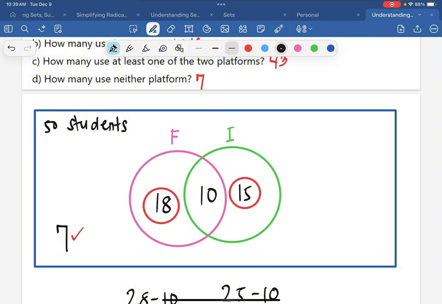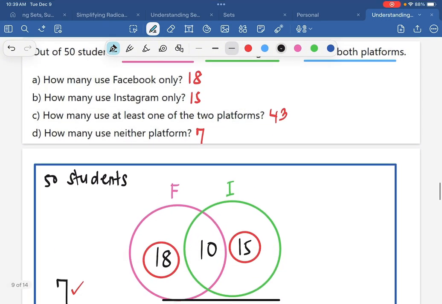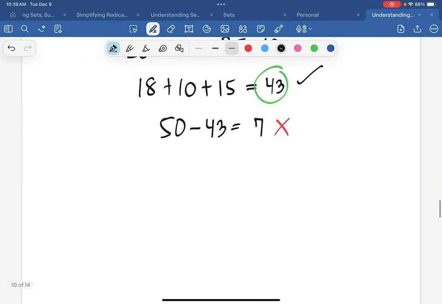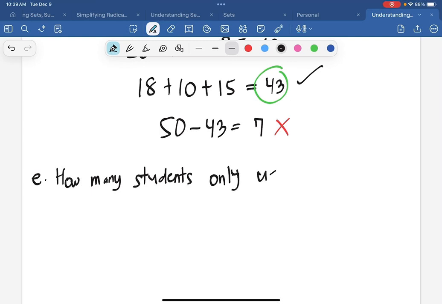Now, I know it's not here in the question, but what if you are asked something like this? I'm going to add one more: how many students use only one platform?